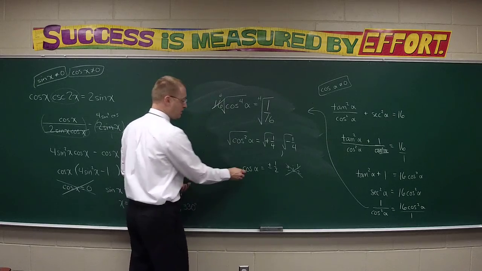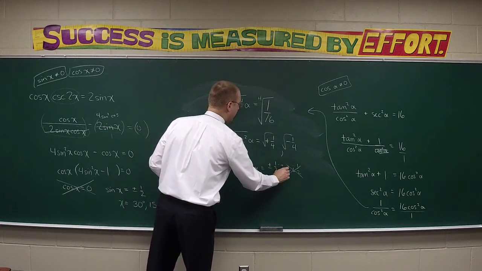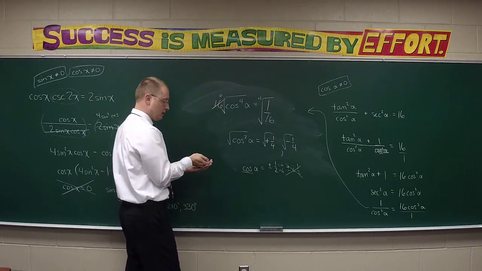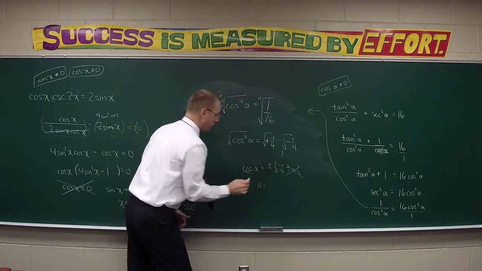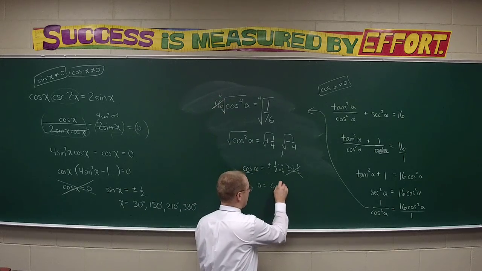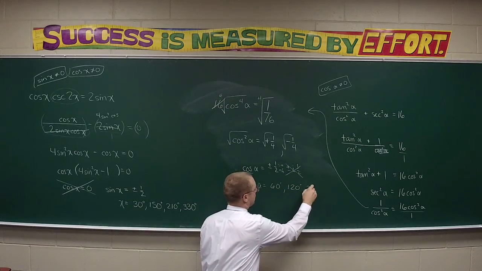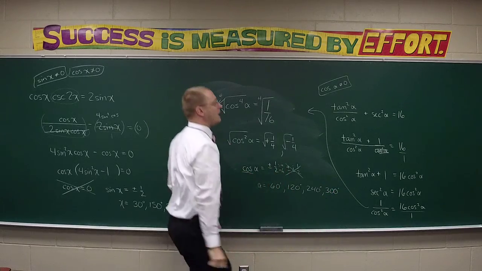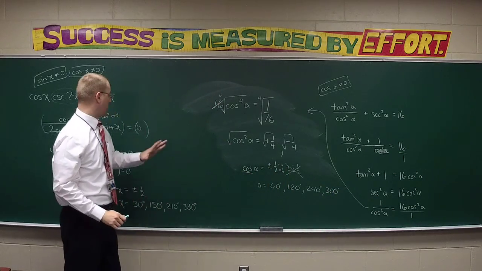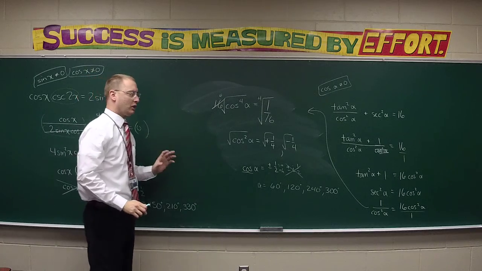And now it's easy. When is cosine adjacent over hypotenuse, what over 2? 60. And so we need all the 60s. So my 4 answers for alpha: 60. And there we go.